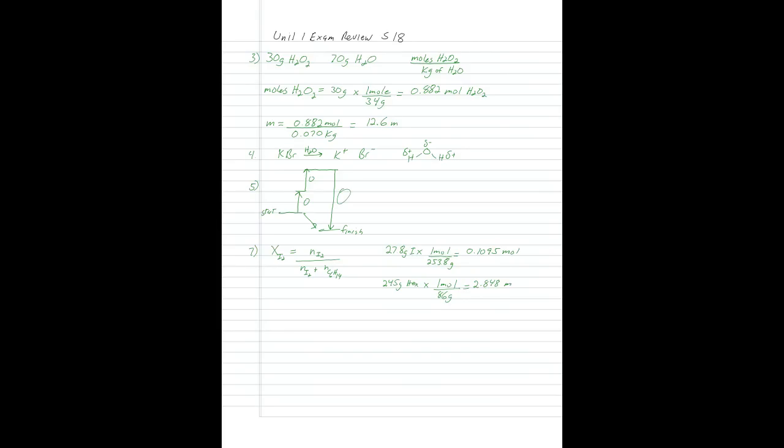And so that comes out to 2.848 moles. And so my mole fraction of I2 is going to be equal to my number of moles of I2, so 0.1095 moles over 0.1095 moles plus 2.848 moles. And when we calculate that out, we get 0.0370. And the mole fraction there is unitless. It has no units. It's just a fraction. The moles cancel out.